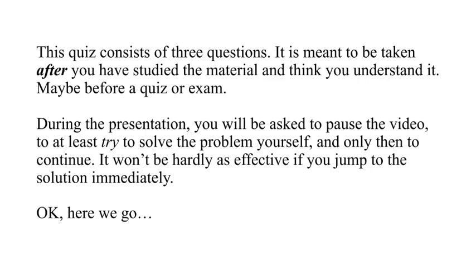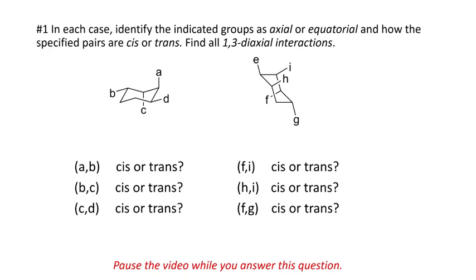Okay, here we go. Number 1. In each case, identify the indicated groups as axial or equatorial, and say whether the specified pairs are cis or trans. Find all 1,3-diaxial interactions. So pause the video while you answer this question. Do it on paper. Think about it. When you're ready, come back, and we'll see how you did.